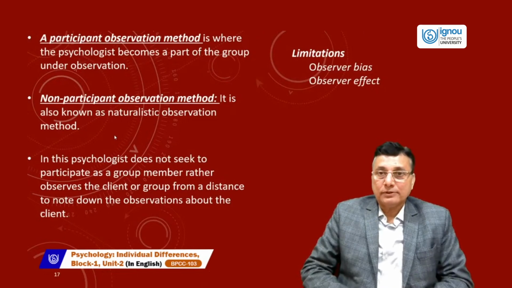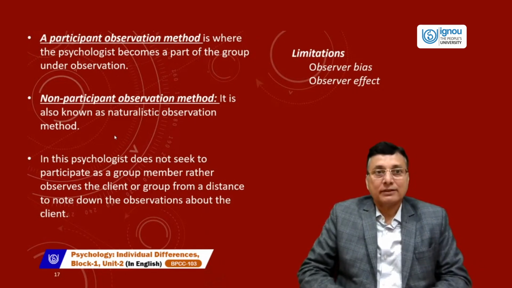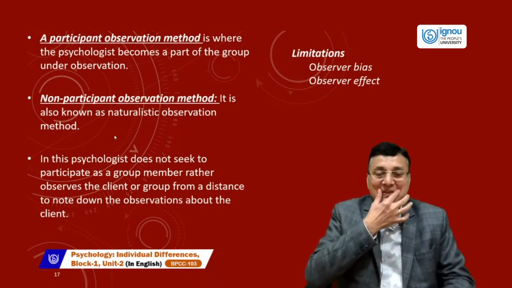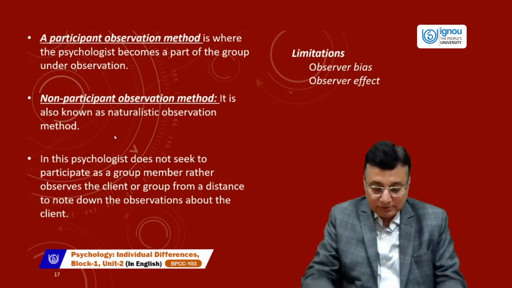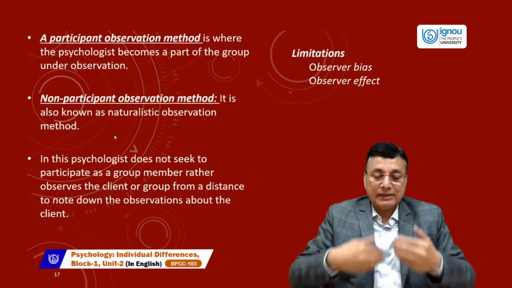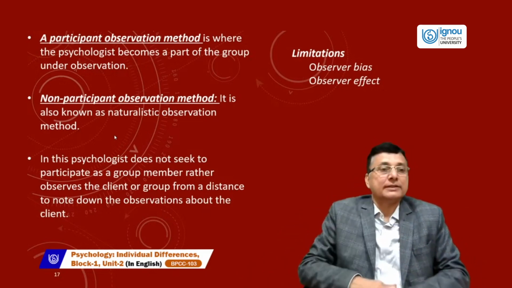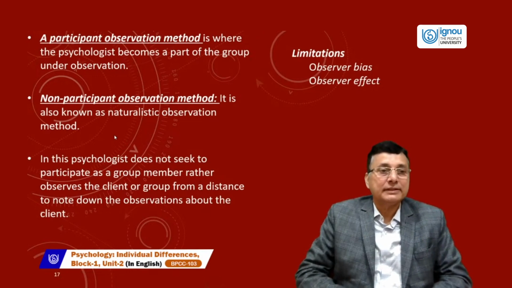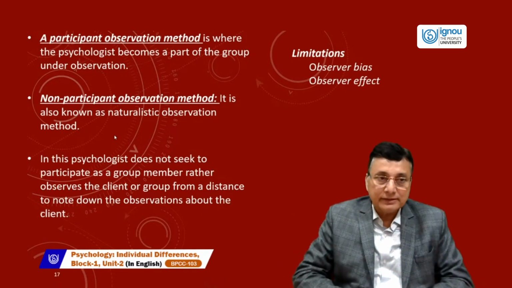There are two types of observation: participant and non-participant observation. A participant observation method is where the psychologist becomes a part of the group under observation. Sometimes the group members do not know that the person is observing them, but he is part of the group. And sometimes the psychologist creates a group, then observes, studies and publishes the data. In the non-participant observation method, which is also like the naturalistic observation method, the team members do not know that someone is there to observe them.